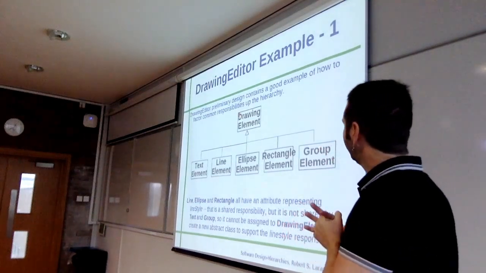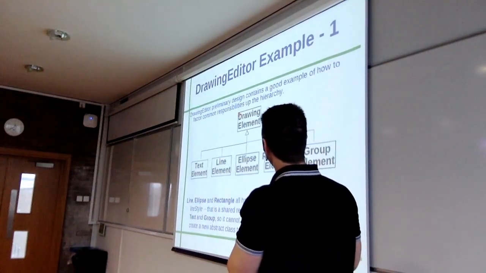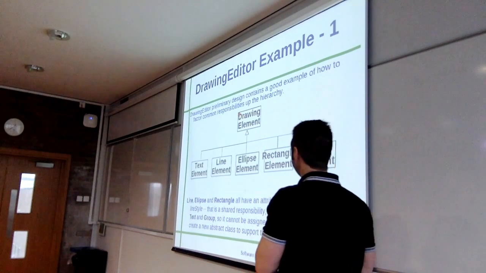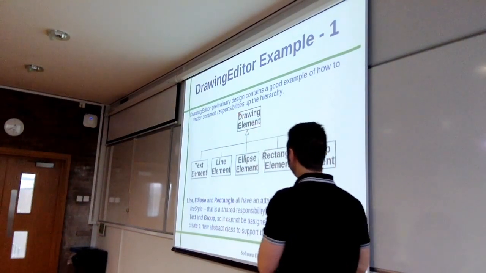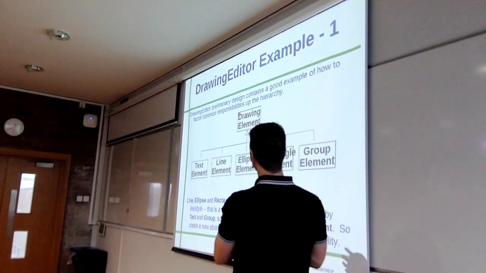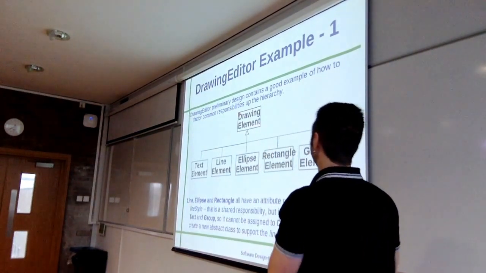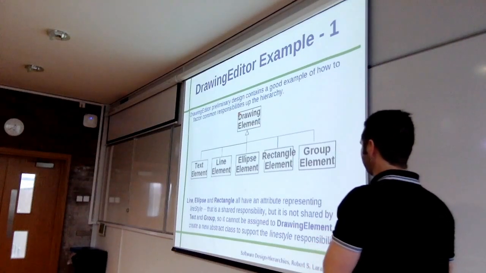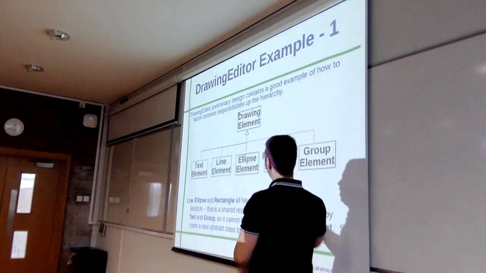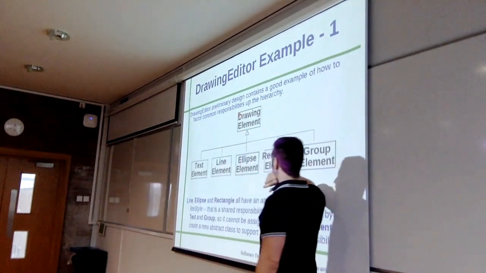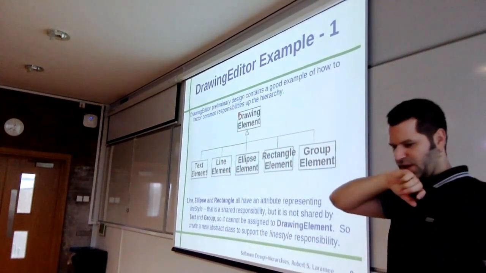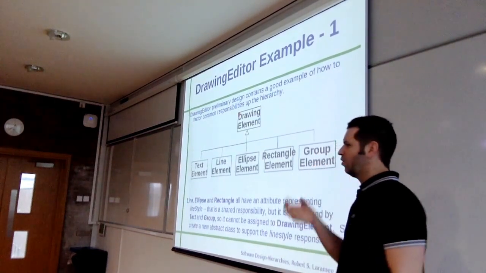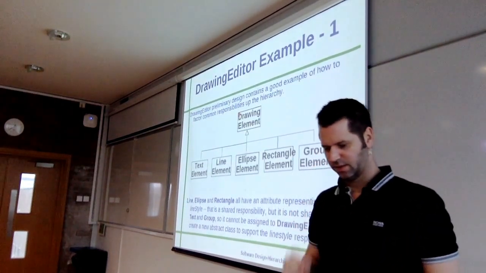Here's a class hierarchy, and it's a first attempt at a class hierarchy. So a text element is a kind of drawing element, a line element is a kind of drawing element, and an ellipse, and so on. So we factor up responsibilities as far up the hierarchy as we can, right? And maybe we identify some new shared behavior and create some new abstract classes.